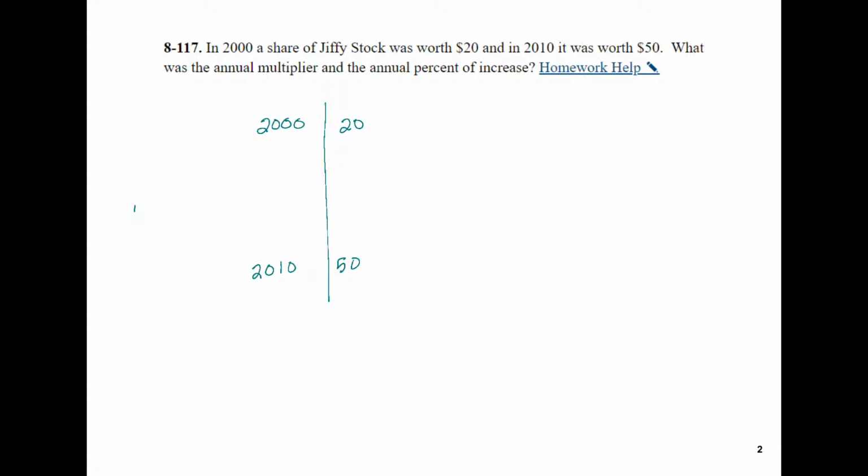So some keywords that stand out to me is we have a percent increase. This tells me that I'm going to need a number that is greater than 1. It also stands out to me that I need an annual multiplier. If I need an annual multiplier, this tells me that I'm looking at an exponential equation, y equals a b to the x power. So I can take these two ordered pairs, essentially, and plug them into a system and solve.